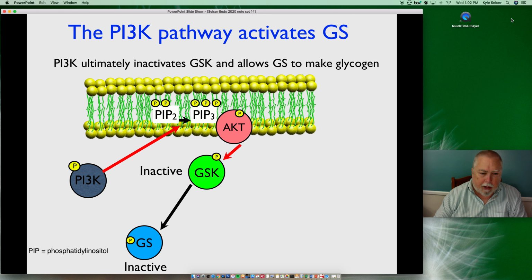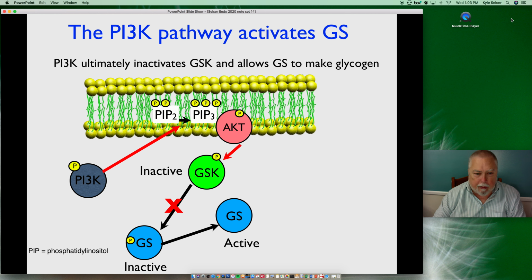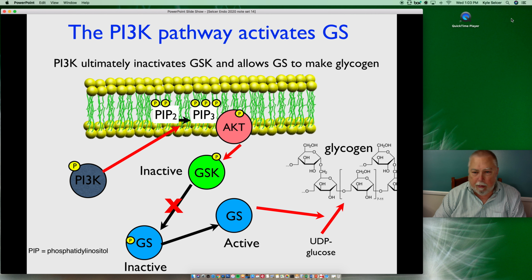PIP3 then phosphorylates GSK. GSK goes on to phosphorylate glycogen synthase, and therefore you inactivate it. GSK has been inactivating glycogen synthase, but once you phosphorylate it, that doesn't happen. Sorry. So now you have active glycogen synthase. In the presence of GSK, you were keeping GS inactivated, but without GSK, GS is now active, and it can go on and stimulate that pathway of glucose to glycogen.